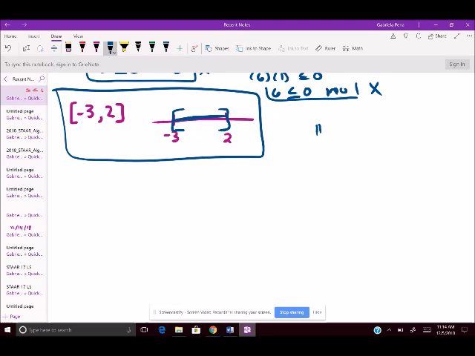So problem number 1, it's already factored out, it's ready to go. So let's look at B. So B, you're going to get a problem that looks something like this. X plus 3 squared, x plus 6 is less than 0.